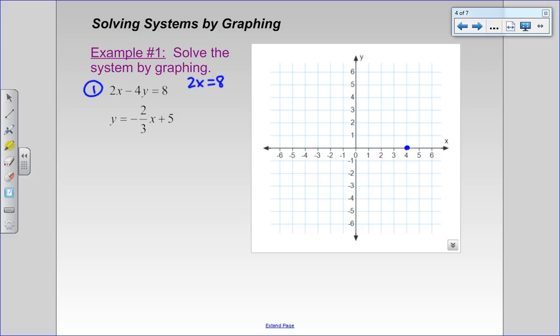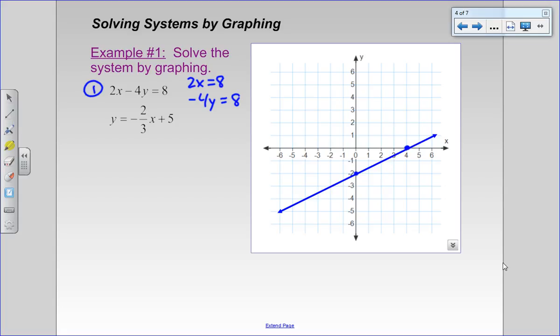Now to find the y-intercept, we let x equal 0, and we have negative 4y equals 8, or y equals negative 2. So the y-intercept is the point (0, -2), and we will plot that point on the coordinate plane as well. Now we can graph the line by connecting these points. And the blue line contains all the solutions of that equation.